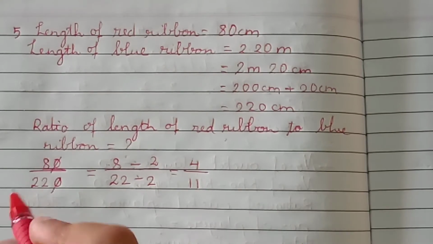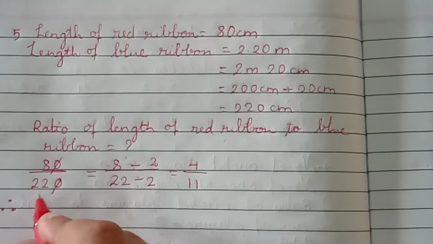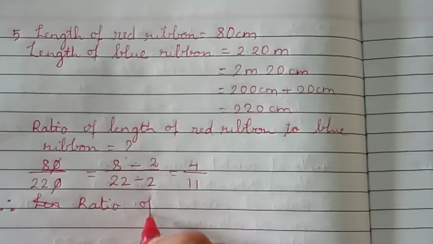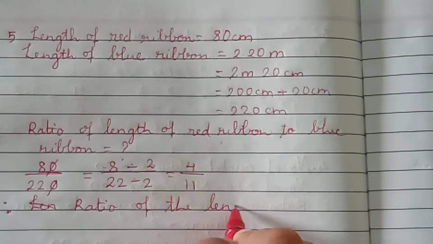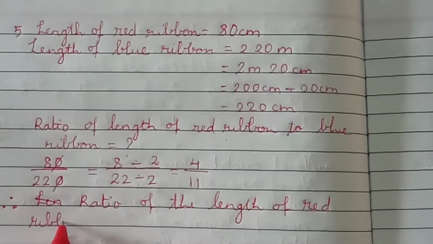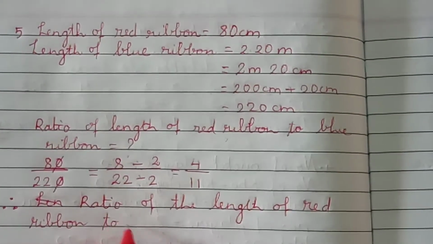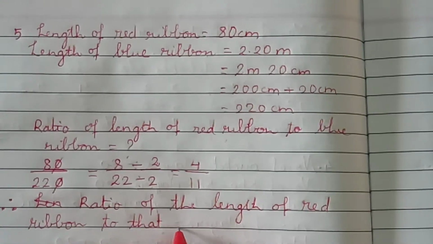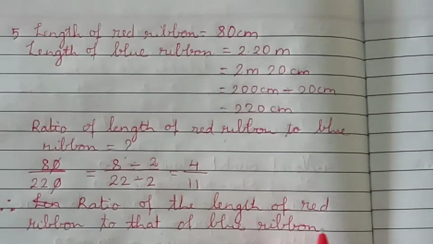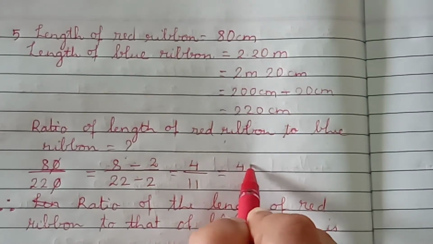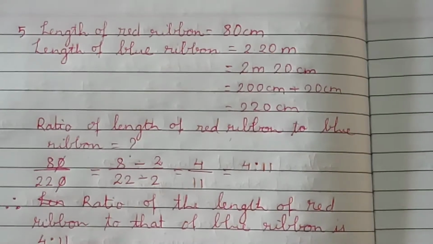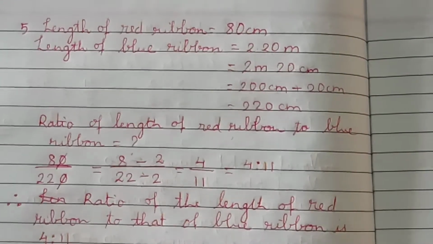Okay. So, what will be our answer? Therefore, ratio of the length of red ribbon to that of blue ribbon is, so what will be the ratio? 4:11. Yes, so we'll write here 4:11. Did you understand how to find the answer?